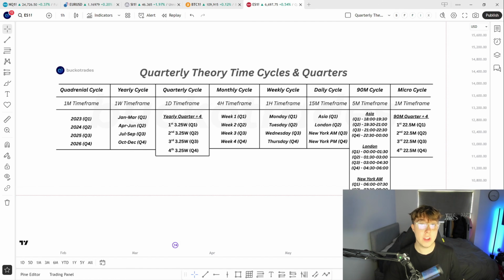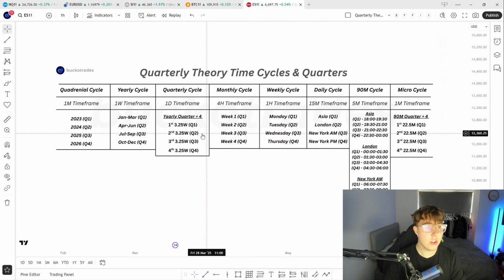So, first episode: quarterly theory, time cycles, and quarters. Everything based upon quarterly theory stems from this. So what we do is essentially divide everything into quarters. Every single piece of time, every single candle, can be divided into 4. This is what we do to get the best analysis of each quarter and of the higher time frame candle that we are trading. For example, a daily candle can be divided into 4, and we can view each of those quarters, and each of those quarters has its own function.